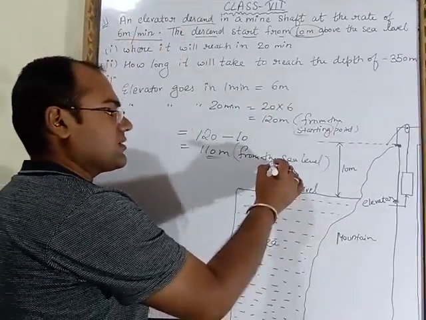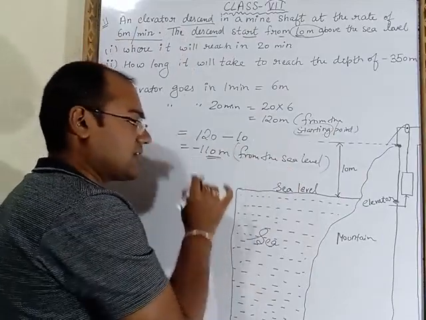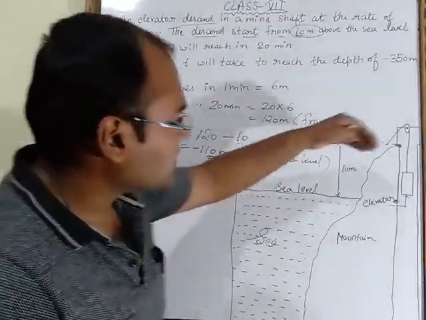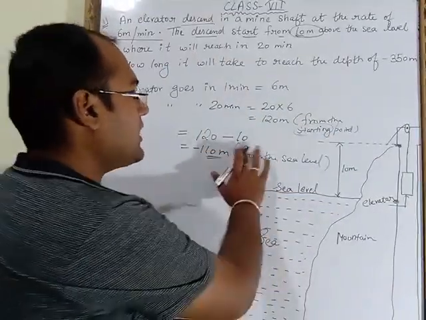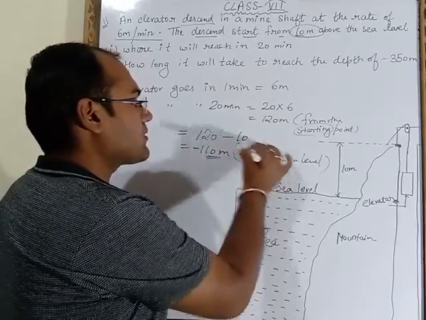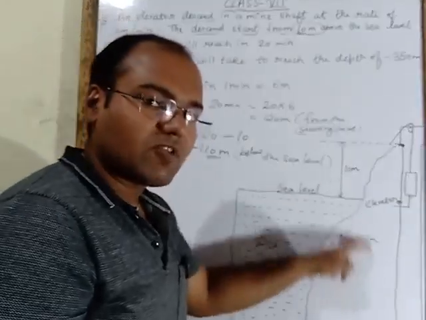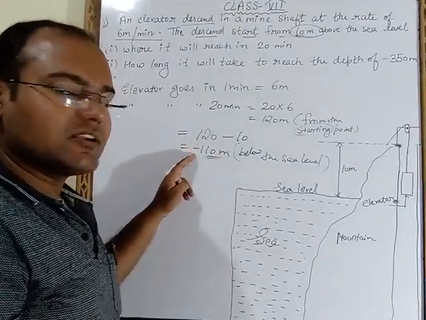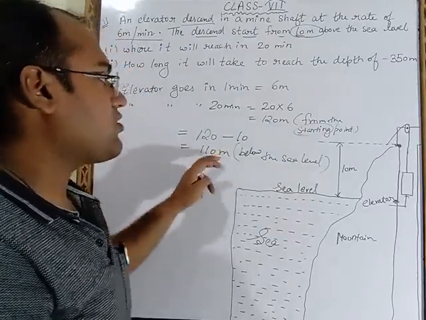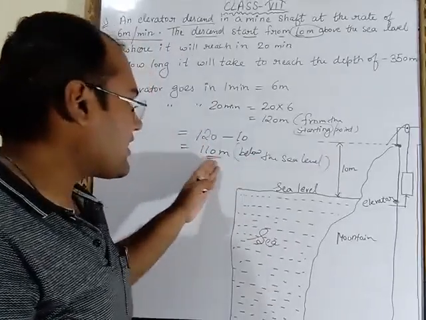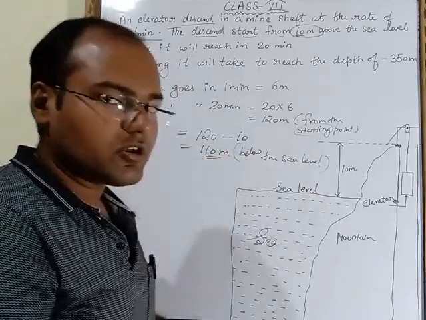Here you can write 110 meter, and you can also write minus 110. Minus means this elevator is going down below the sea level. This 110 meter is below the sea level. So for below the sea level, you have to take the minus sign. Either you can write minus 110 meter, or you can write 110 meter, but you have to mention in the bracket 110 meter below the sea level. If you mention below the sea level, then there is no need to put the minus sign.